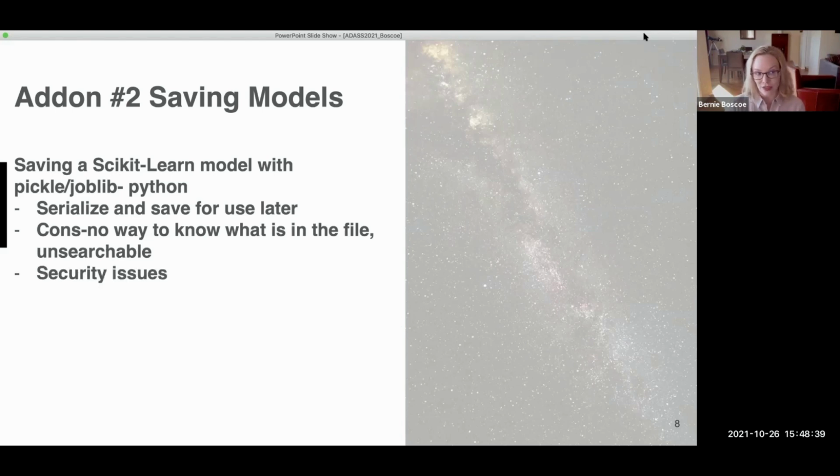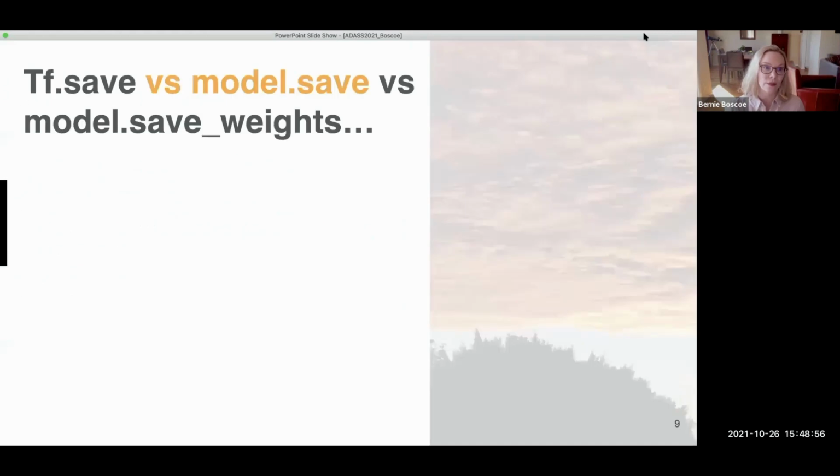These also have security issues. For example, one should not open a Pickle file that was emailed to you. And they can be slow, especially if you have something that's a very large model with a lot of weights and parameters in there. This could be very slow.